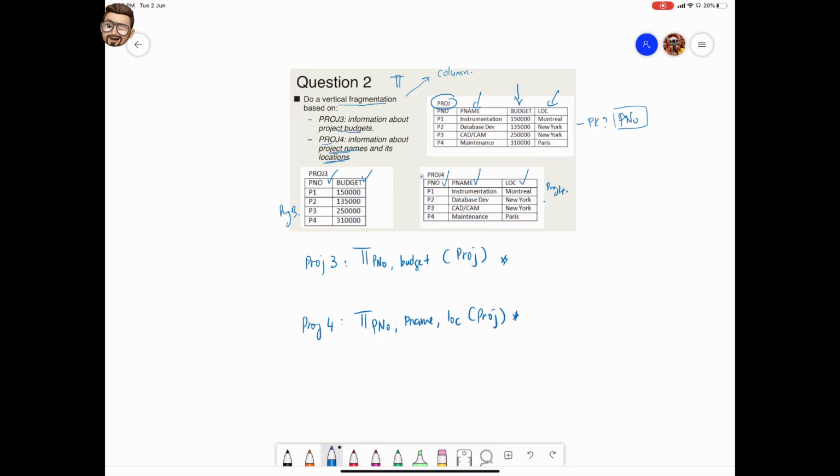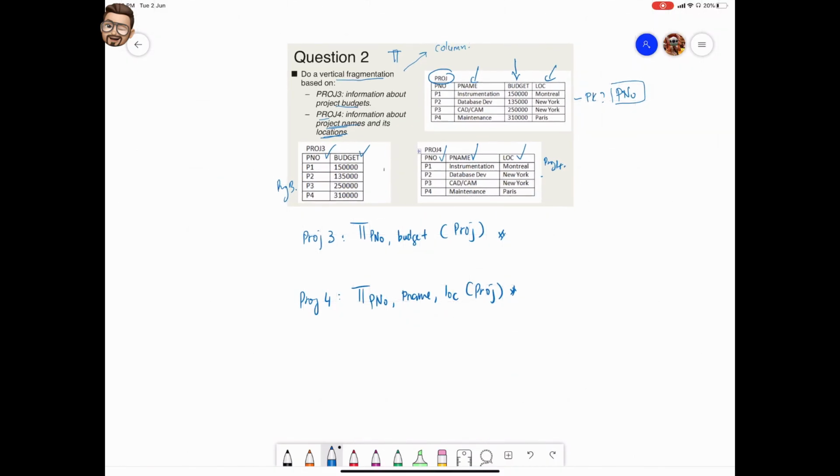Okay, so as I said, you have project 3 and project 4. You have two different fragments. So how can you reconstruct back so that it will become one big table again? Project 3 plus project 4, you will get one big project table again. So what can you do? Project 3 and project 4.